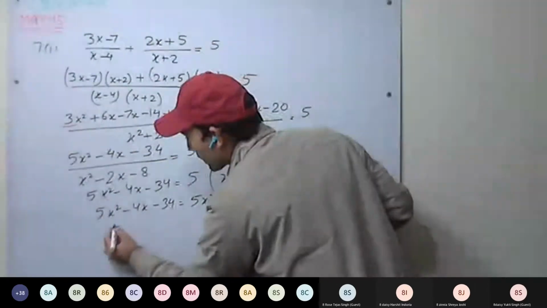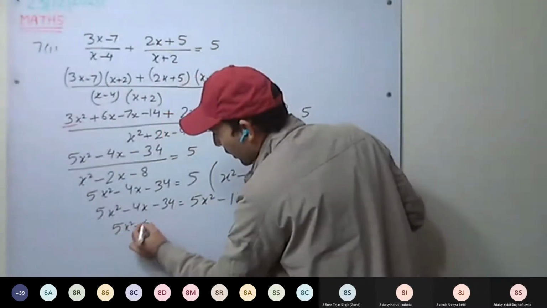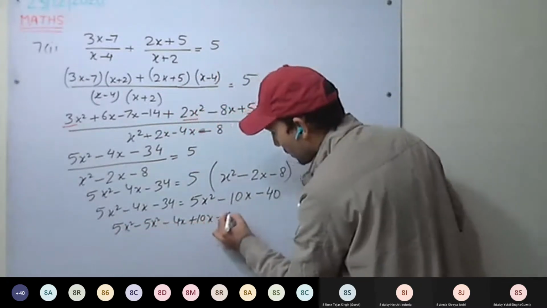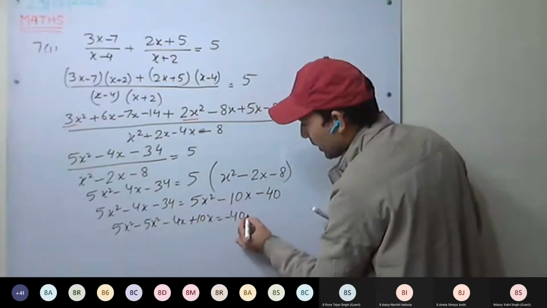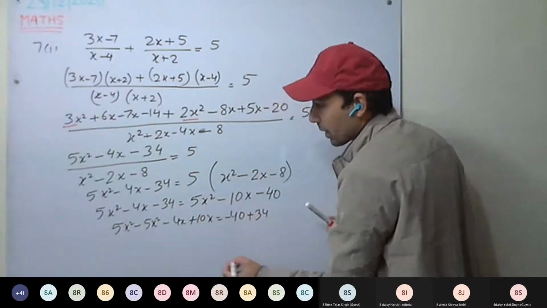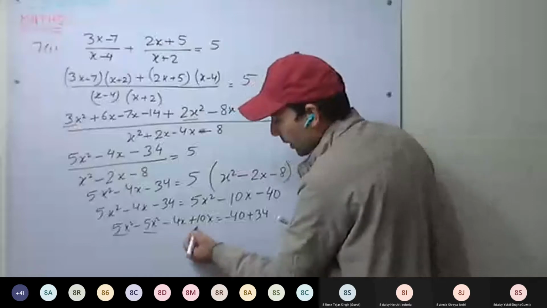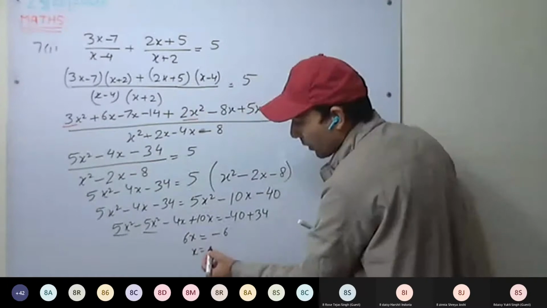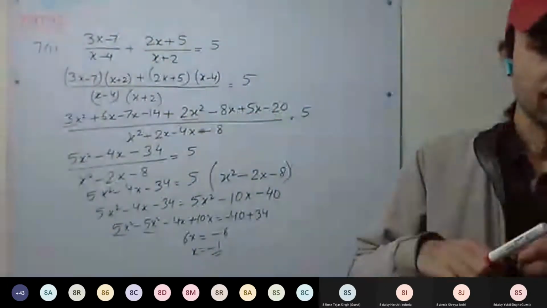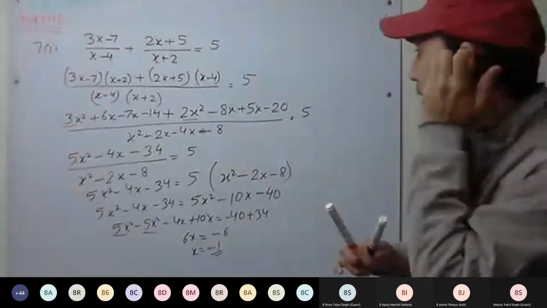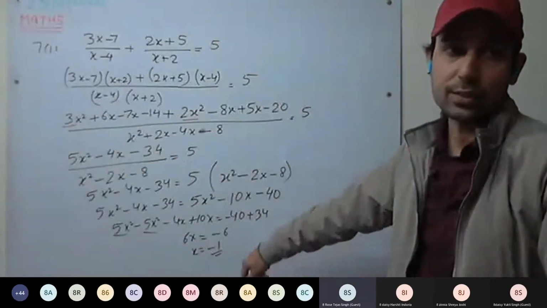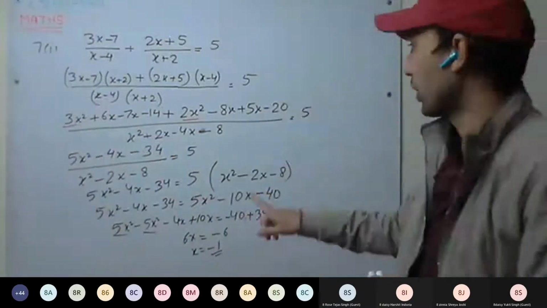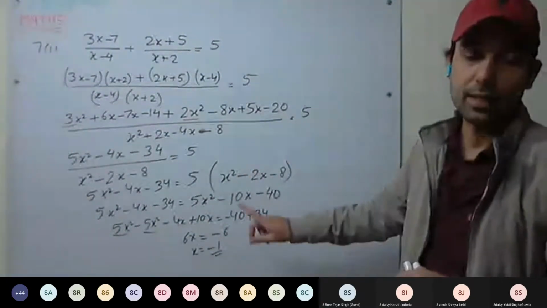Okay. So it will be 5x square minus 5x square minus 4x plus 10x equal to minus 40 plus 34. So they are getting cancelled. It will be 6x equal to minus 6. x equal to how much? Minus 6 divided by 6, minus 1. Okay. Any doubt you have? So minus 1 is the answer. Now 7 second, you do it yourself as homework. Try it once again, 7 second, and we'll do it tomorrow.